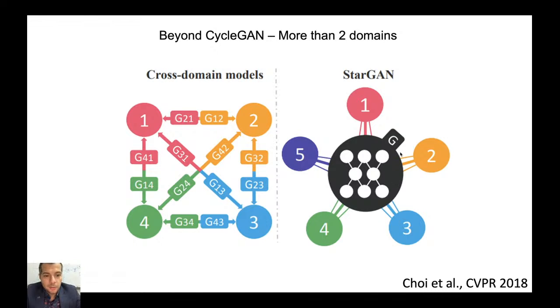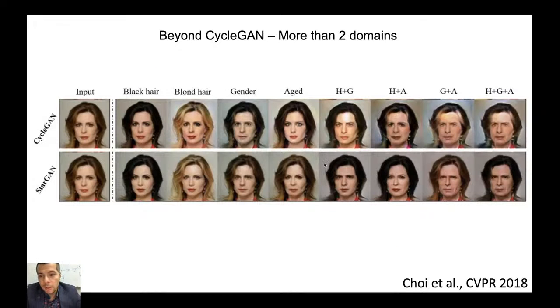So in StarGAN, you learn to map each domain to a latent domain using a single generator. So this is a more efficient architecture, and it also seems to obtain improved results. So here you can control, for example, different domains like people with black hair, people with blonde hair, gender, and so on. And then from one input image, you can translate to different domains.